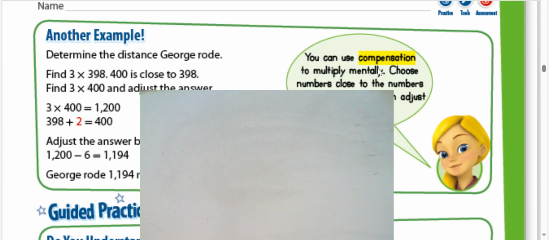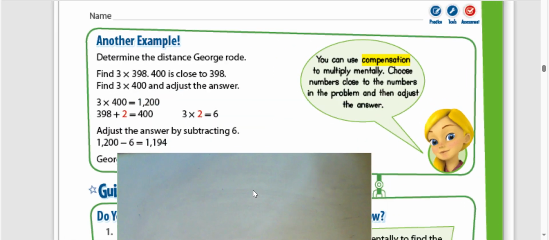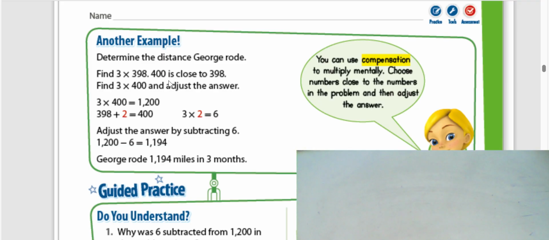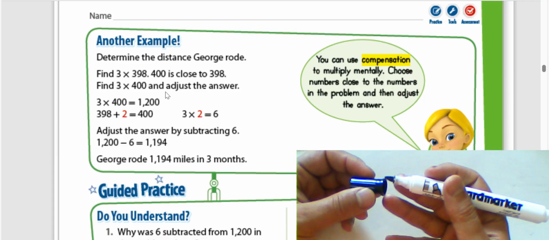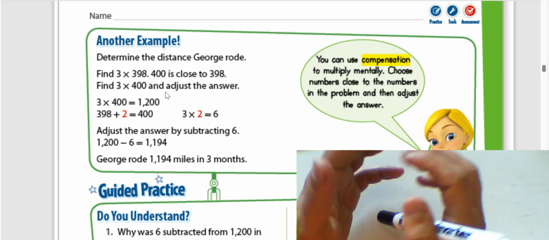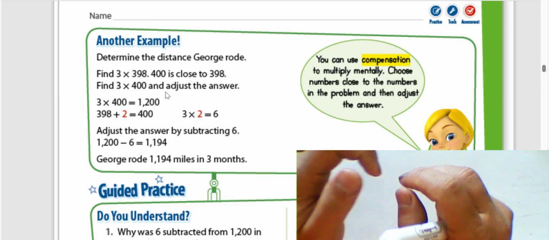Next question. 3 times 398 equals what? We know this number is nearest to 400. 400 is close to 398. Then we can approximate to the nearest 100 to find the result. We have 398 nearest to 400. Then 3 times 398, it will be 3 times 400.